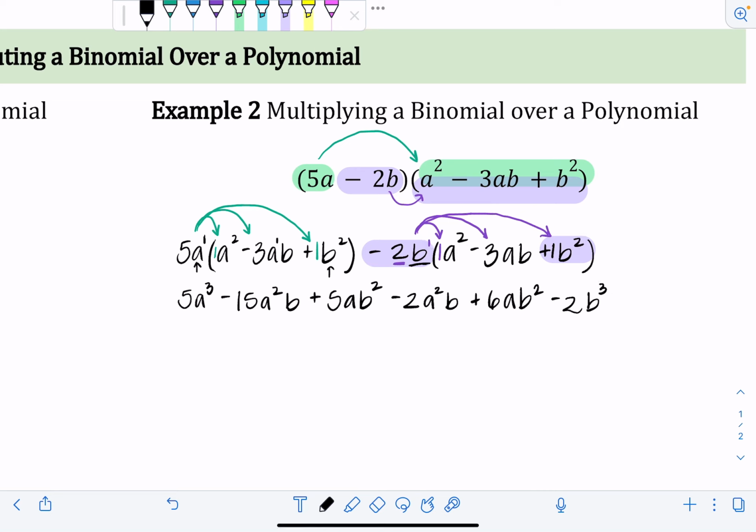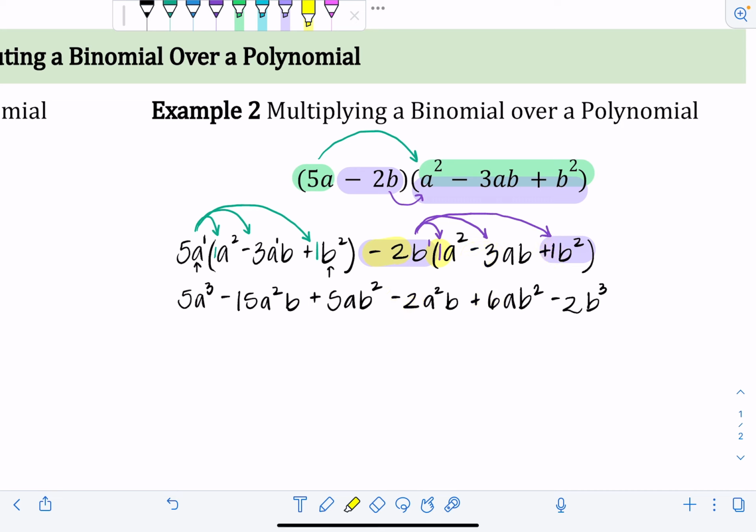Okay, and really briefly, just to run through that one more time, my coefficient over here was a negative 2, so that means that all of my coefficients inside the parentheses should end up getting multiplied by negative 2. So negative 2 times 1 is negative 2. Negative 2 times negative 3 is positive 6. Negative 2 times 1 is negative 2.